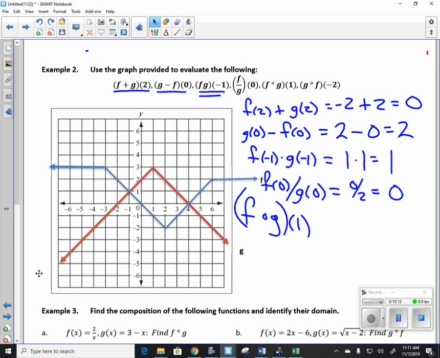So I'm going to do the first one. You'll do the second one. F composed of g of 1 means I take 1 and plug it into g. So I look at the red function. When I plug in 1 into g, I get 3. I then go find 3 and plug it into f. And I get negative 1. You see that? You try the next one. Try g of f of negative 2.